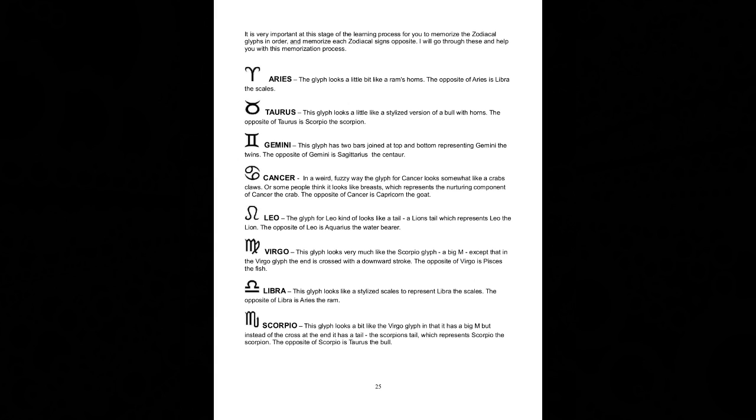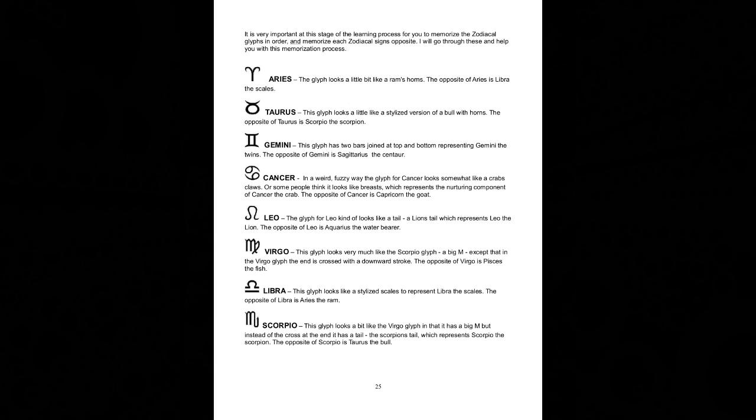Virgo. This glyph looks very much like the Scorpio glyph, a big M, except that in the Virgo glyph, the end is crossed with a downward stroke. The opposite of Virgo is Pisces, the fish. Libra. This glyph looks like a stylized scale to represent Libra the scales. The opposite of Libra is Aries the ram.